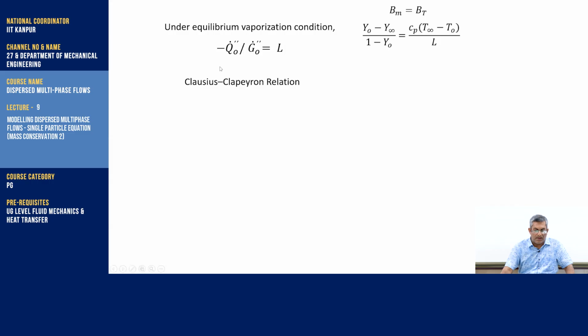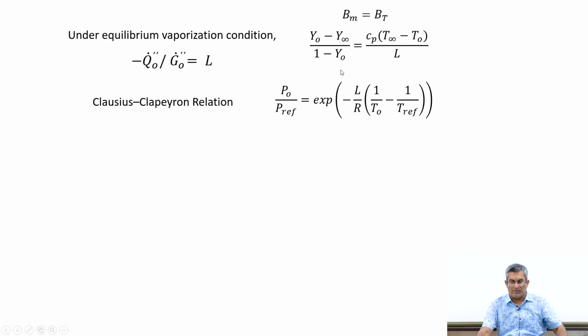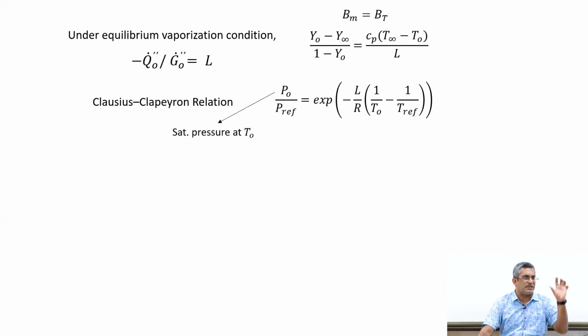But we need another equation, that is the Clausius-Clapeyron equation, that relates the vapor mass fraction to temperature. How? This way. So, this is your Clausius-Clapeyron equation. Basically, this equation gives you the saturation pressure at any given temperature. Here we are always assuming that the vapor close to the droplet surface is saturated. So, what we need is the saturation vapor mass fraction.